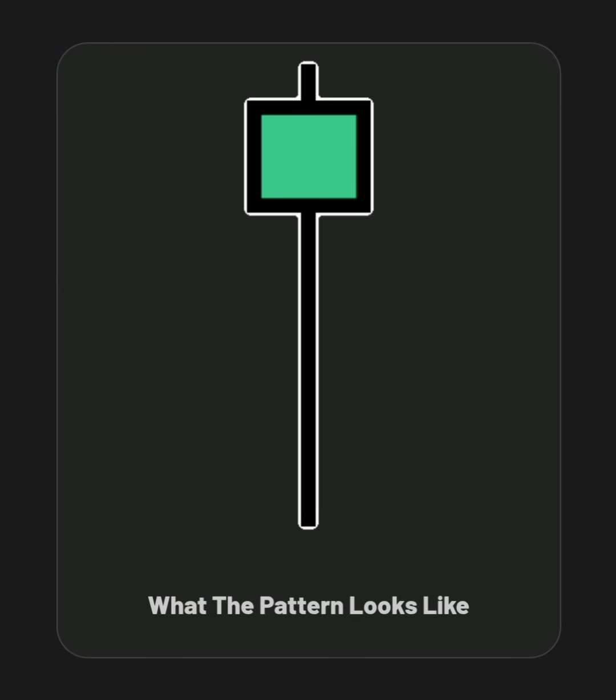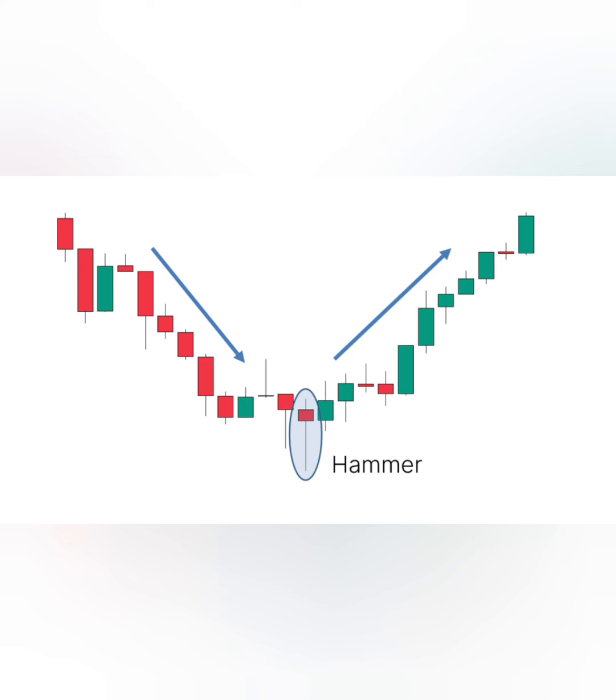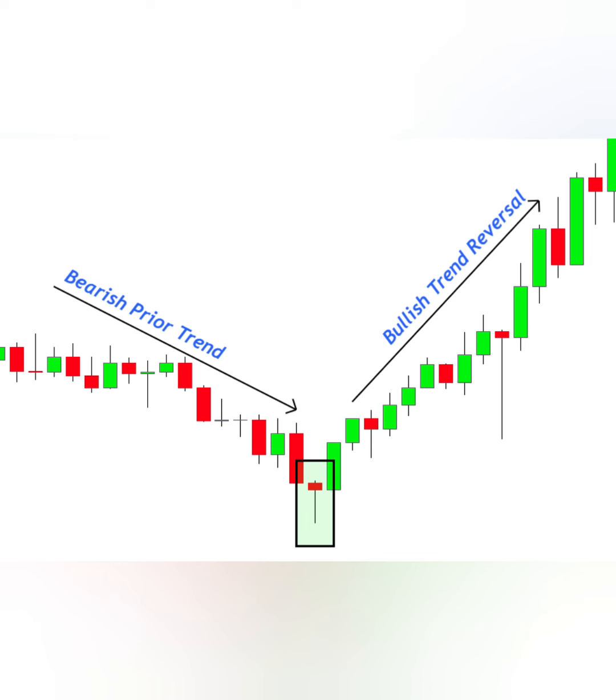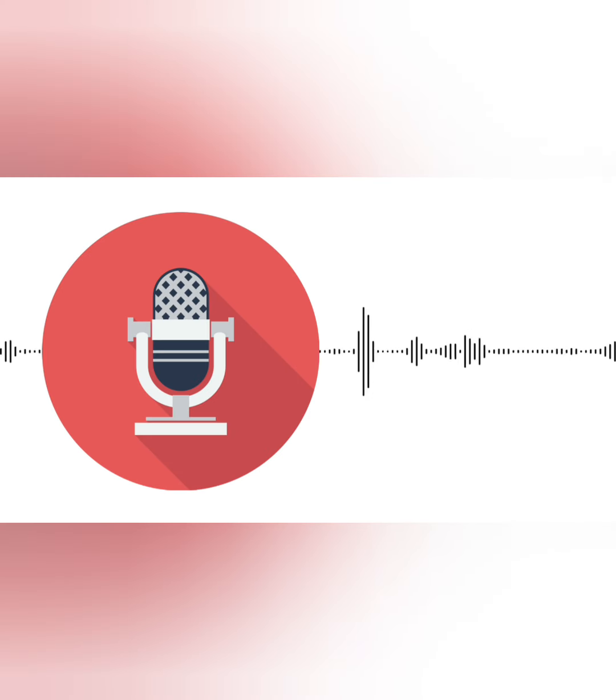What the pattern looks like: the hammer pattern is formed of a single candlestick, which has the following characteristics. Small real body. The body of the candle, which is the difference between the opening and closing prices, should be small. This body can be either red (bearish) or green (bullish). Long lower shadow. The most defining feature of a hammer is its long lower shadow, or wick. This shadow should be at least twice the length of the real body.